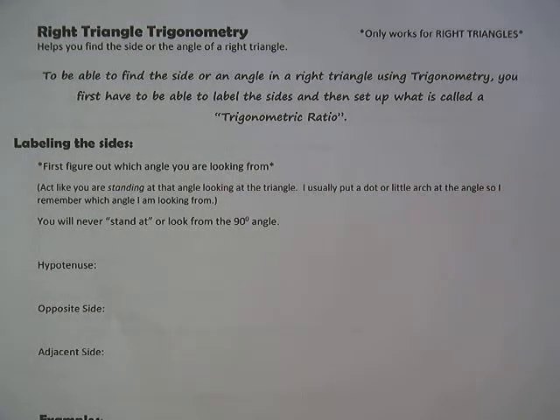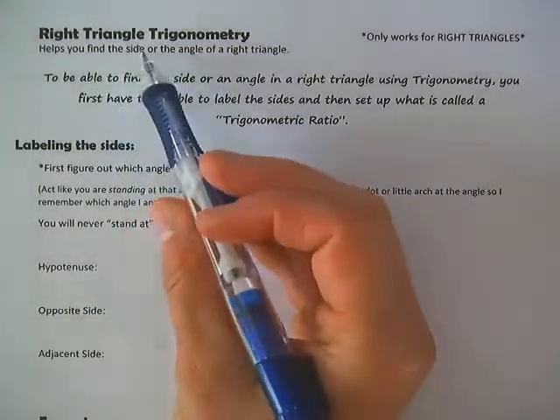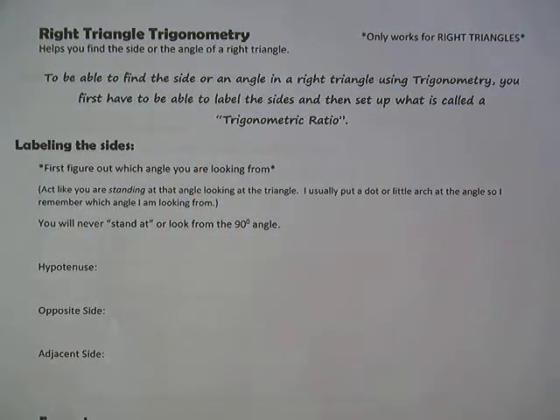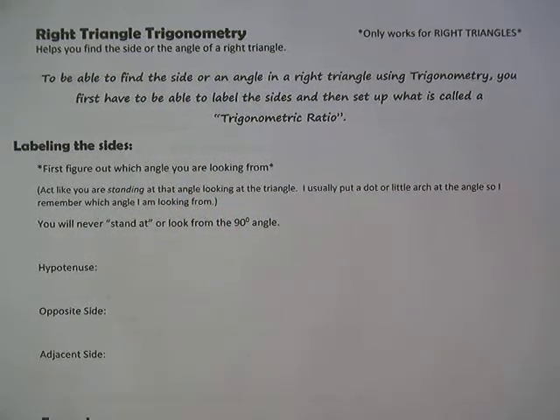Today we're going to talk about, well, what happens if you have a right triangle and you're given information and you're asked to find a side or an angle and none of the other stuff works. Well, something else that you could try is what's called right triangle trigonometry. That's what we're going to spend the next several days in this class talking about.